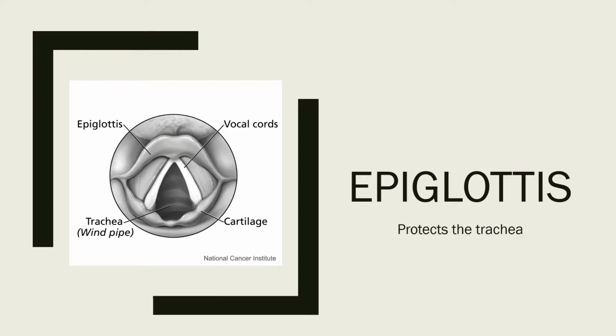So when you're drinking, say, liquid, the epiglottis is supposed to close. And if it doesn't close in time and some liquid makes it into the trachea, you start coughing and then you say, oh, it went through the wrong pipe. So when you say it went through the wrong pipe, that's because the epiglottis didn't do its job.